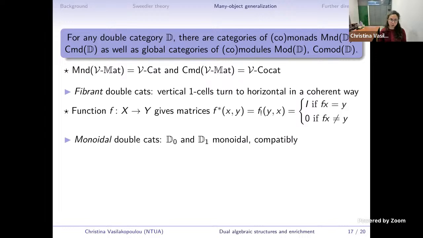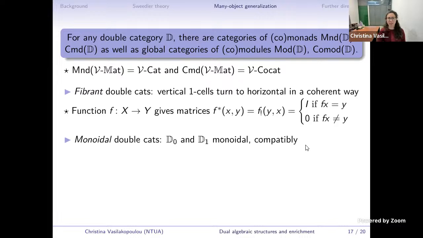Now, of course, we will need a monoidal structure in our double category. And again, monoidal double categories are everywhere. This is a large class of examples and reasons why people started using double categories more and more. And the definition is very natural. But for us here, just say that D0 and D1, the category of objects and the category of arrows, are monoidal in a compatible way.